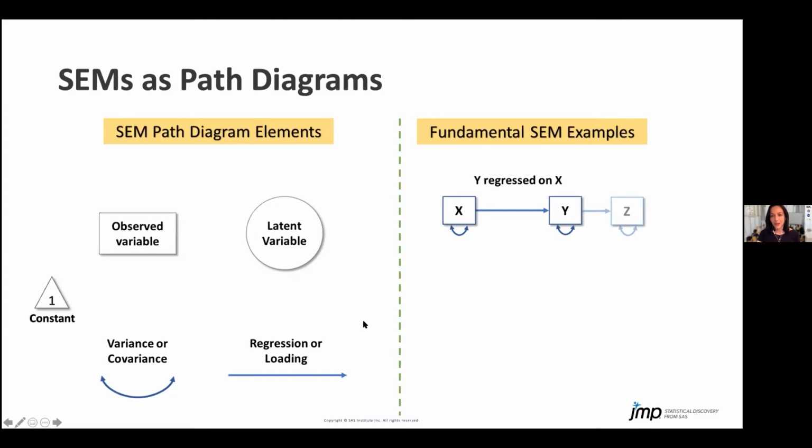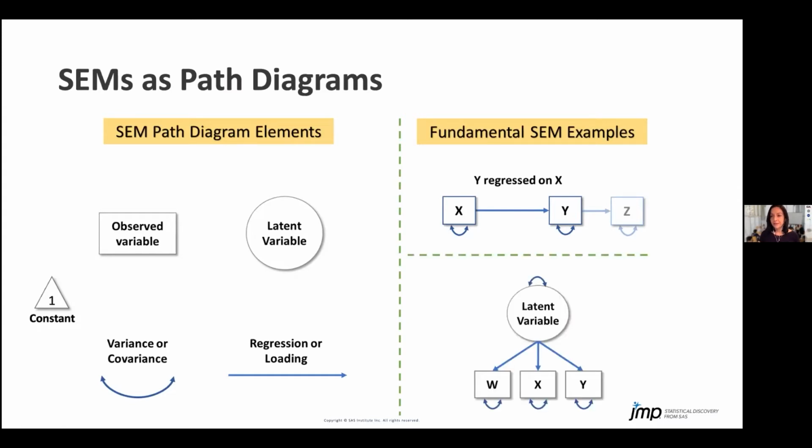The other building block is that of a latent variable. In fact, this diagram right here is basically a very, very simple one-factor confirmatory factor analysis, all right? And so the thing to point out here is that the latent variable is represented with a circle. It has a double-headed arrow because it has a variance. And notice that the latent variable has one-headed arrows pointed to W, X, and Y, which are observed variables.